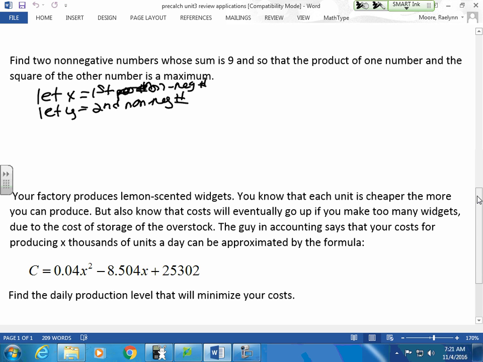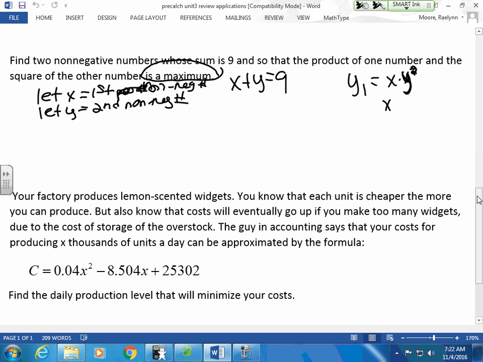Okay, whose sum is 9, so what statement is that? And so that the product of one number and the square of the other number is a maximum. So where do maximums go? Y1. So that the product of one number, product means what are we going to do? Multiply times what? The square of the second number.